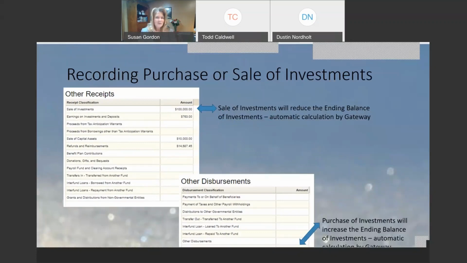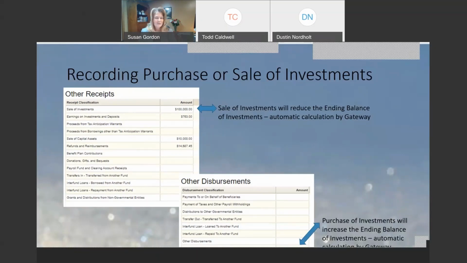When you record the purchase or sale of an investment, that is going to change the ending investment balance. So if you have a sale of investments, that's going to reduce the ending balance of investments, and that's automatically calculated in Gateway. So if you don't know why it changed, it's because you've entered something in the sale of investments. Likewise, the purchase of investments is going to increase the ending balance of investments. And again, that's an automatic calculation.